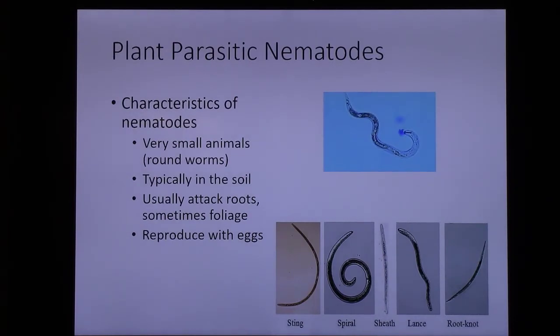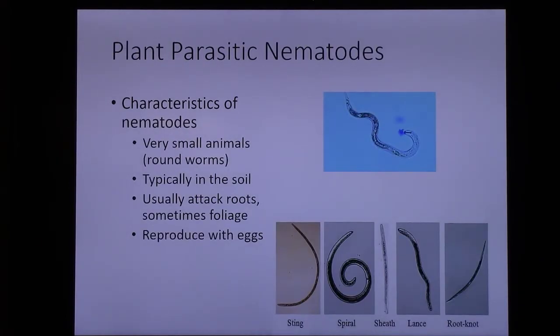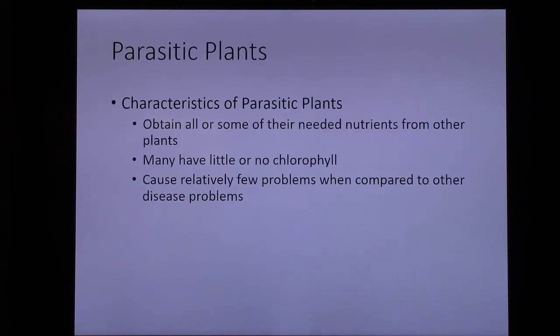So as I said, very small roundworms, typically in the soil. They'll attack roots, sometimes the foliage, sometimes they get in the trunk, and they reproduce by eggs. So that's nematodes. Now I mentioned earlier about parasitic plants. I want to finish this section by talking about parasitic plants, and we'll take a quick break.